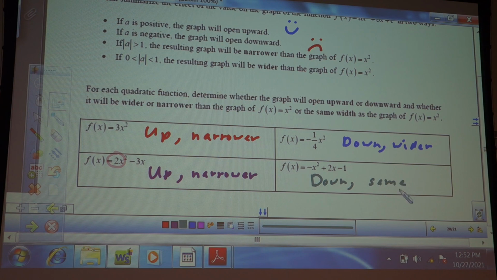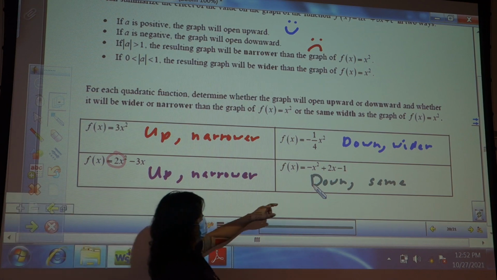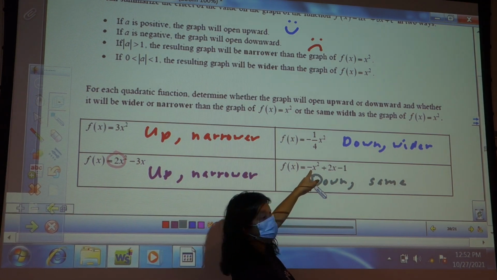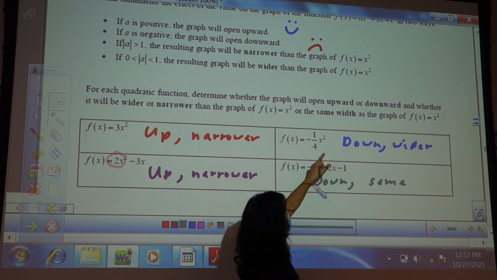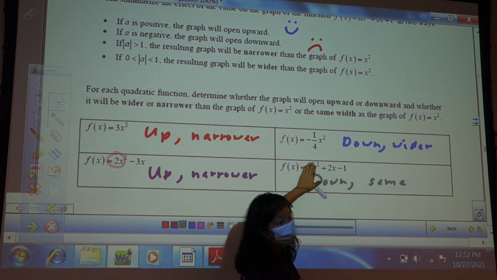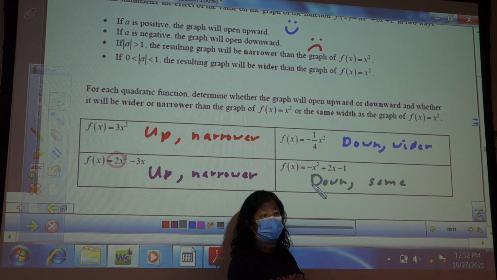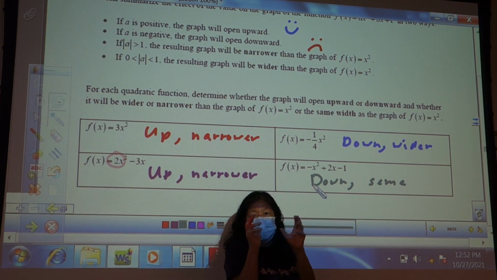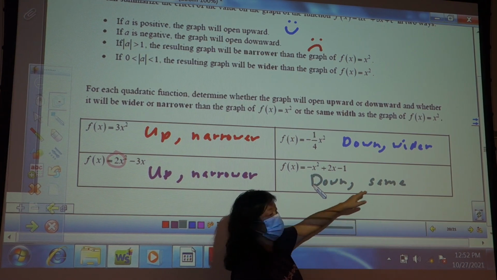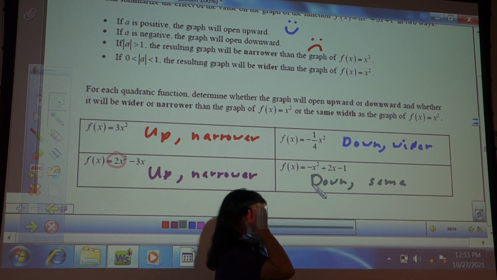All right, does that make sense for folks? Why is it the same? Because the coefficient is -1. There's an invisible 1 here. The negative part tells you whether it's up or down. The number part of it, ignoring the sign, tells you whether it's wider or narrower or the same. Since the coefficient is -1, 1 is the number part of it, so that tells you it's the same.